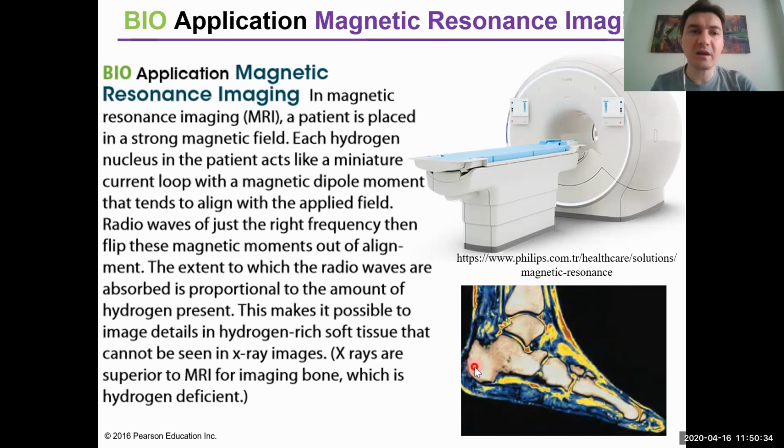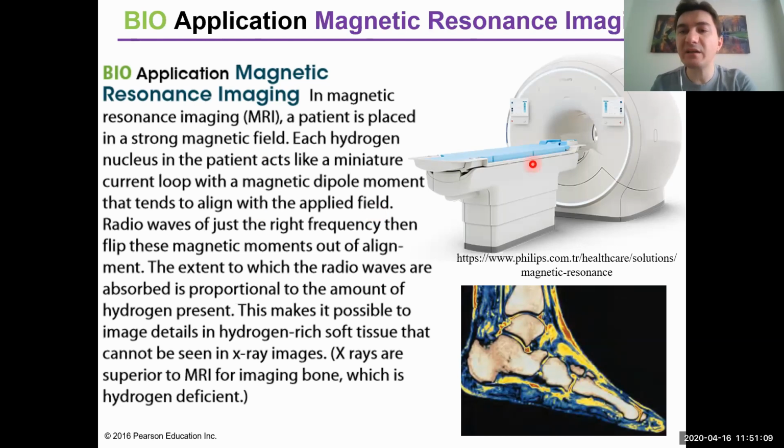So what is the working mechanism? In magnetic resonance imaging, a patient is placed in a strong magnetic field here. Each hydrogen nucleus in the patient, so within our body, we have water and fat, and both water and fat contain many hydrogen atoms, okay? So each hydrogen nucleus in the patient acts like a miniature current loop with a magnetic dipole moment that tends to align with the applied field.